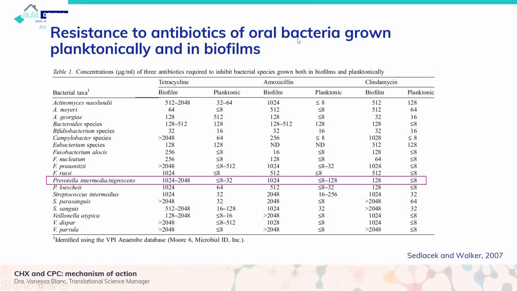One example of this is a study evaluating the concentration needed of three different antibiotics, tetracycline, amoxicillin, and clindamycin, to inhibit the growth of all these bacterial species grown in biofilm form or in suspension, that's in liquid culture. If we take, for example, Prevotella intermedia, we can see that we need 64 times more tetracycline to kill this bacteria when it grows as a biofilm compared to planktonic culture.